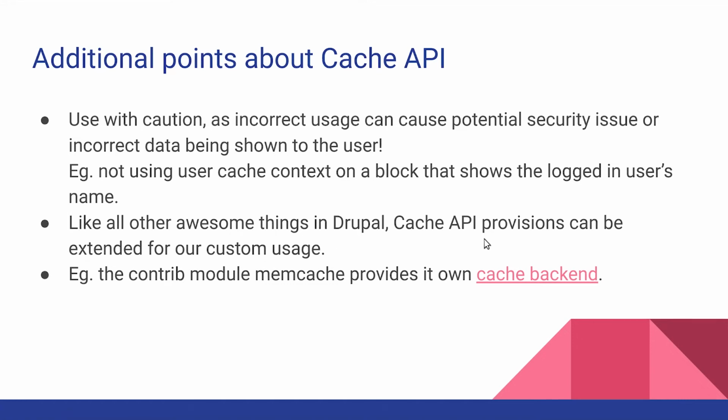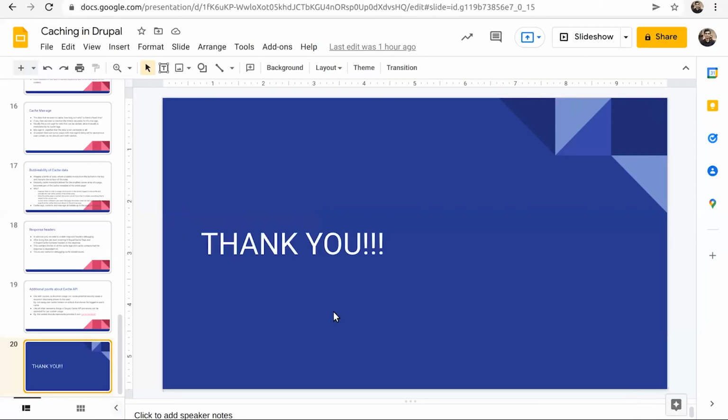So the Cache API provides extension for custom usage. We can easily create cache contexts and cache tags and use them. That's a very awesome thing that Drupal provides. Memcache, for example, provides its own cache backend, as we can see from the Memcache documentation. Okay, so that's all for the presentation. I'll quickly jump over to the demo.